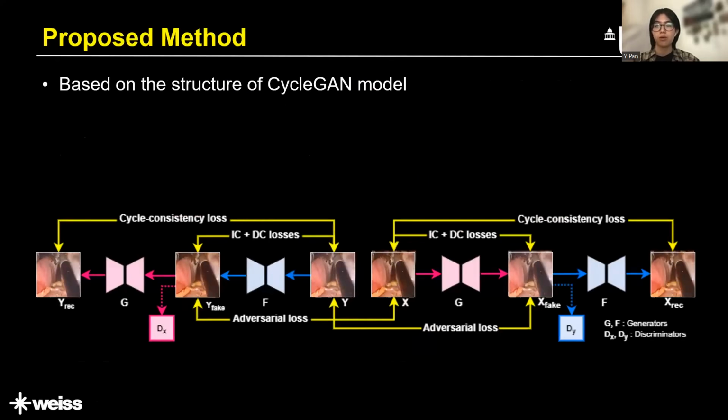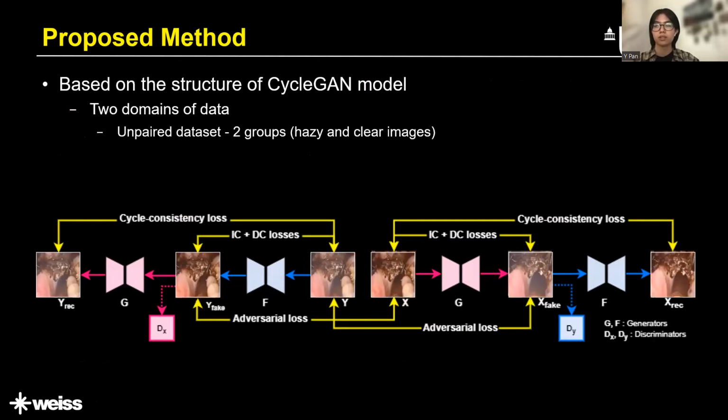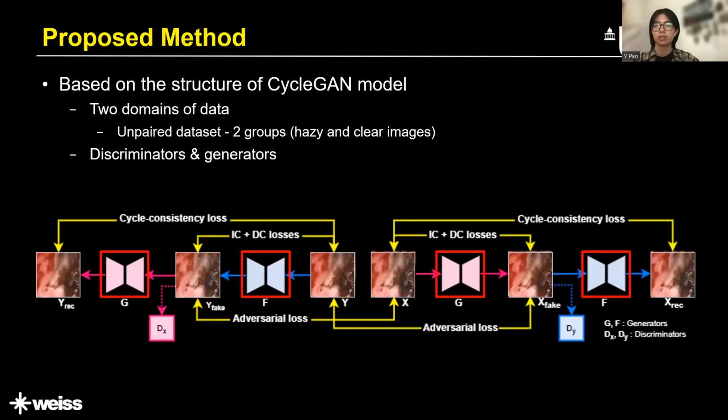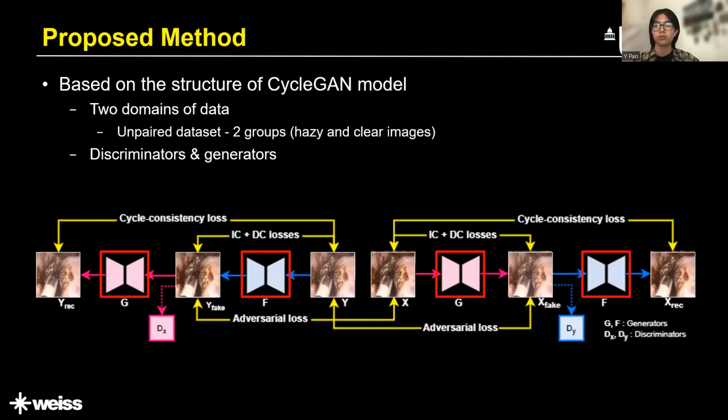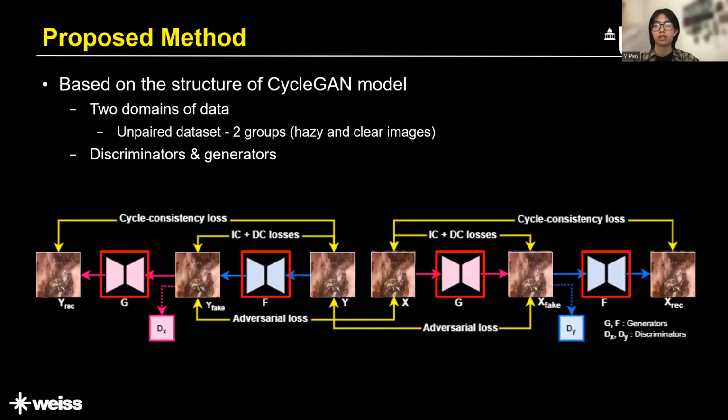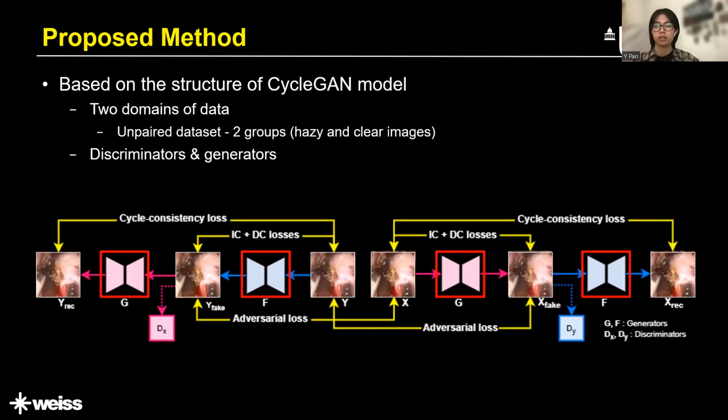In detail, our proposed method is built on the structure of the CycleGAN model, which helps to sense the differences between an unpaired dataset and a skewed translation between these two domains. In this model, we focus on two groups of data: one is hazy images and the other is clear images. There are also two generators and two discriminators used in the model. The generator synthesizes realistic examples, which then go through the discriminator, while the discriminator aims to correctly distinguish between the real and synthetic images.